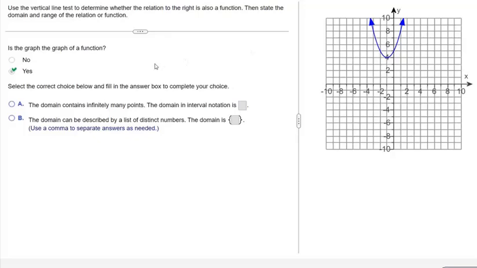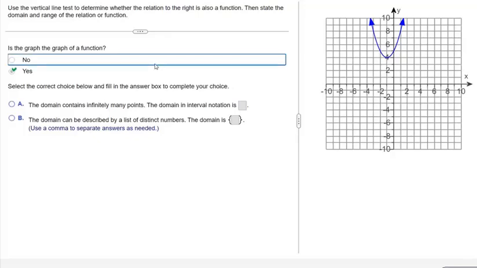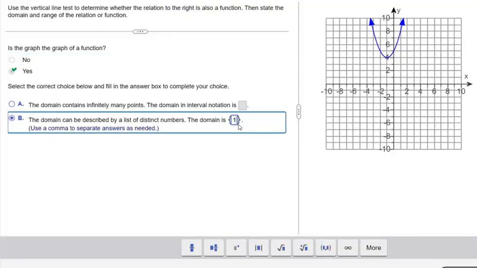The domain represents all the possible x values. So the distinction between A and B is saying that it's a list of numbers. You could say the domain is 1, 2, 3, 4. That's a list. That's a discrete list. This is not discrete though, because look, 1, 2, 3, and 4 are possible. What about 1.1 or 1.01? These are all possible x values.